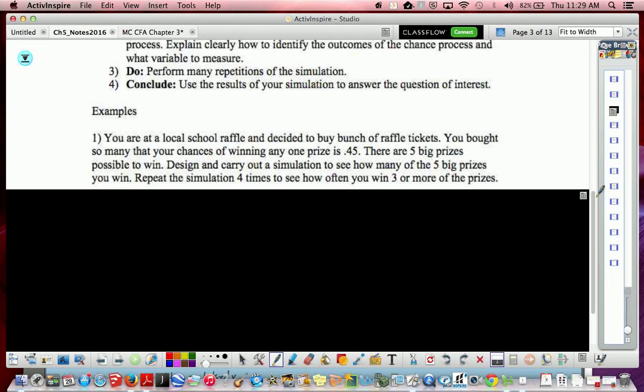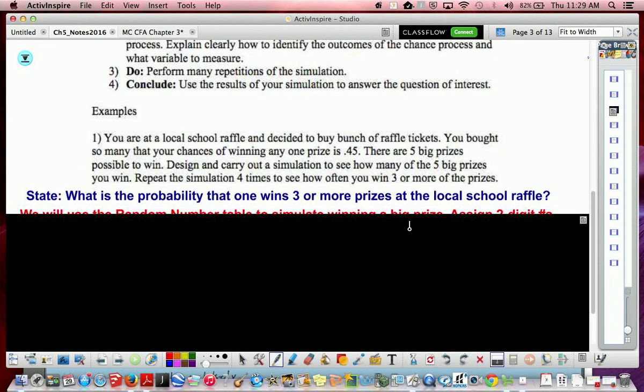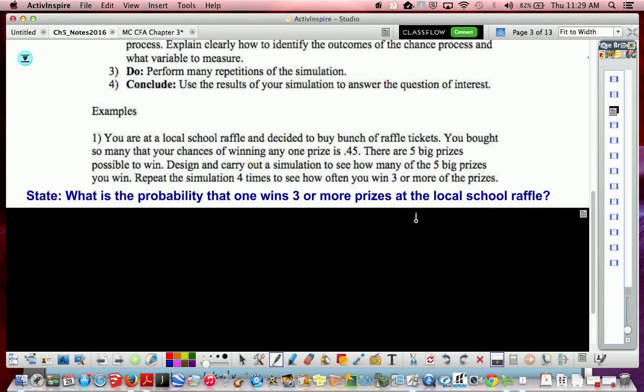So, to do this problem, the first thing we want to do is state what we're trying to find. Well, we're trying to see how often we win 3 or more prizes at this local school raffle. So I'm trying to figure out that probability. I want to know how often I'm winning 3 or more prizes. I've got a 45% chance of winning 1. So what's the probability, though, of the 5 big prizes that I'm going to go home with at least 3 of them?